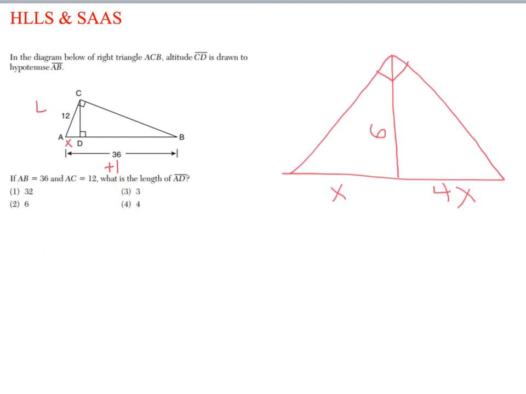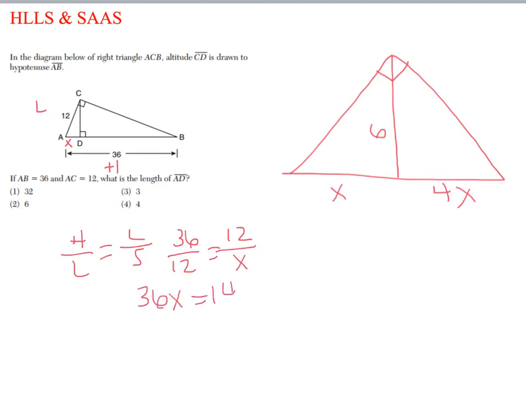So I have HL and S, so I'm going to use HL. So hypotenuse over leg equals leg over segment. When I substitute, 36 over 12 equals 12 over x. Cross multiply, and you get x is 4.